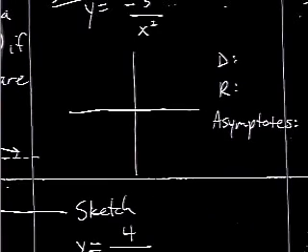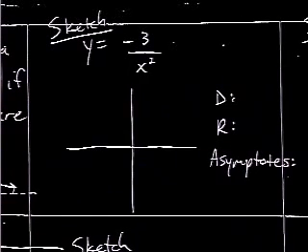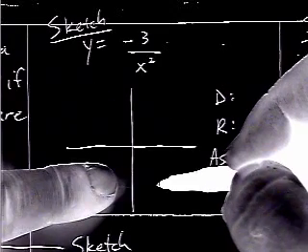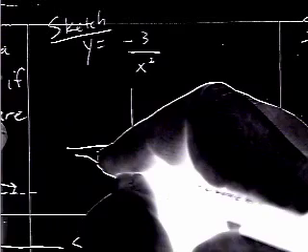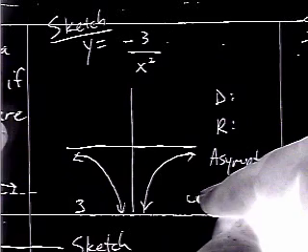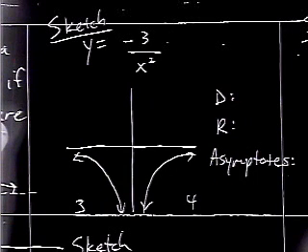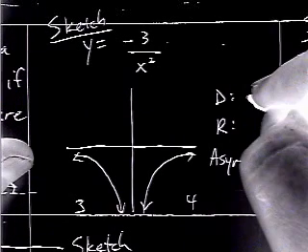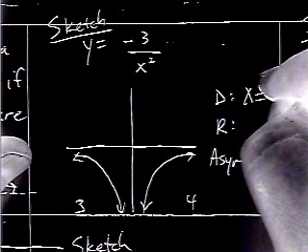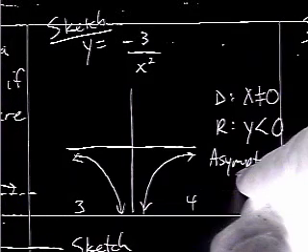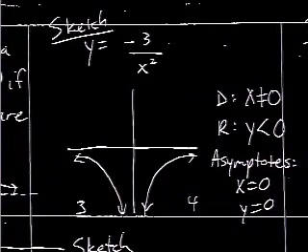Now, what if the k value is negative? Well, that's changing all of those positive values that were up here in quadrants 1 and 2, and it's bringing them down to quadrants 3 and 4. So you'll get the same looking picture down here in quadrants 3 and 4. Domain, everything except 0. Range, all y values smaller than 0. And my asymptotes are still the same. Nothing has changed about those.